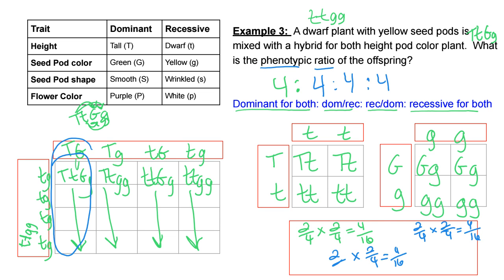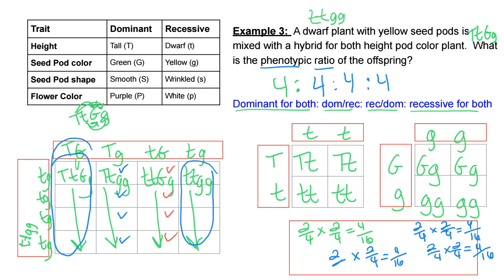I have to add up to 16, right? 2 out of 4 look recessive for height, 2 out of 4 look recessive for color. I want the two things to happen at the same time, so I multiply, and I get 4 out of 16. And if I did the large one, I would just count, right? Dominant, recessive, 1, 2, 3, 4. Recessive, dominant, 1, 2, 3, 4. And then recessive, recessive, 1, 2, 3, 4. So that's how you would solve phenotypic ratio for a dihybrid.